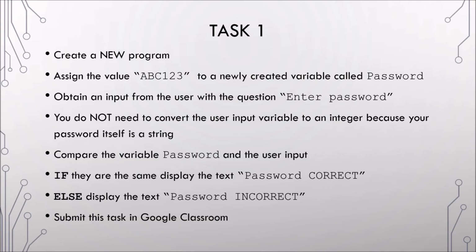Now, I would like you to try task 1, where you create a variable called password with the value ABC123. ABC123 is a string because it consists of both alphabets and numbers. So for this input, you do not need to convert it to an integer. So you don't have to use the integer function. Then you make your comparison. If it's the same, say password correct. If it's not the same, you say password incorrect.